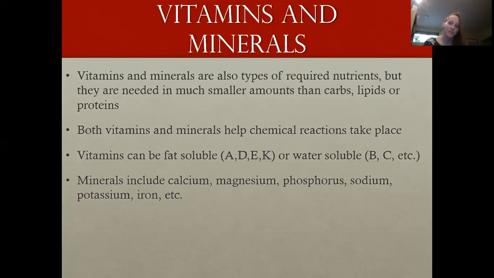And then minerals include things like calcium, magnesium, phosphorus, sodium, potassium, iron. Some of these are important for building your bones, like calcium. Other ones like sodium and potassium are important for things like neurons, where you have to change the electrochemical gradient of a neuron. Iron is really important for your blood.